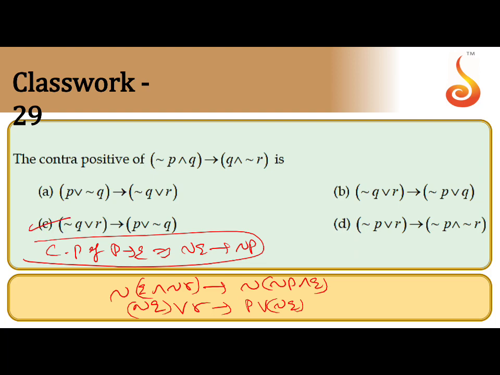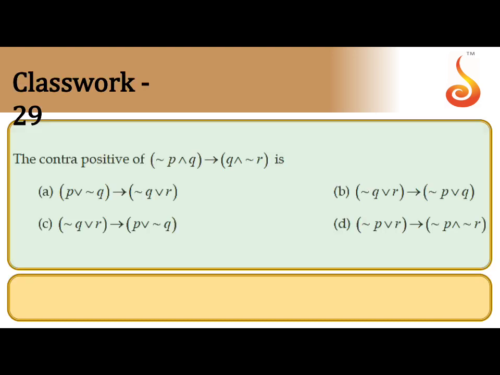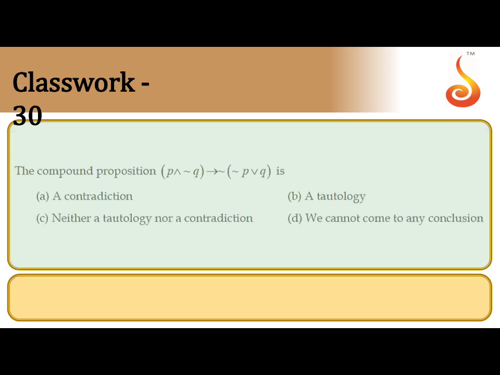So sharpness is required in solving these questions. I hope this one is clear. Understand? Once again, negation of Q and becomes R. Negation of R is R. Negation of P is P, and and becomes or. Negation of Q. That's it. So check the answer. C is correct.